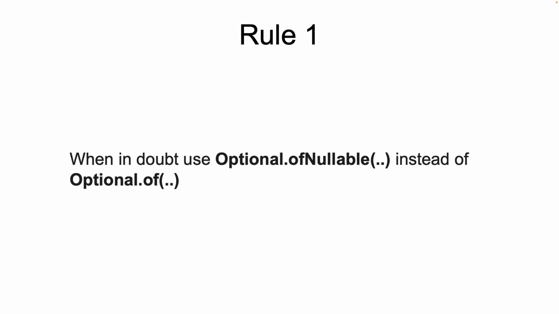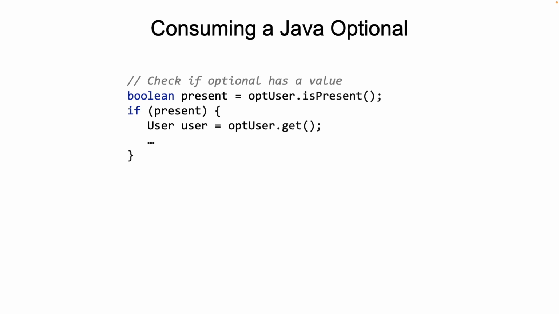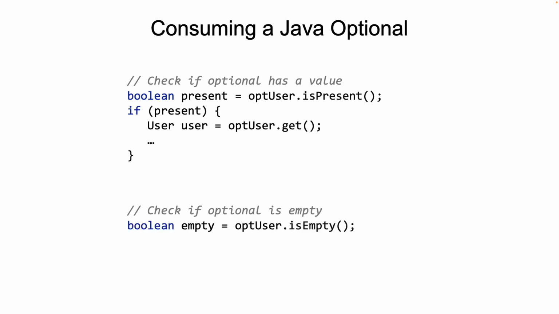Now let's take a look at some of the ways to consume the optional object. When the caller calls the API and gets an optional object, how does the caller handle this optional? If you want to check if a value is present in the optional, then use the method isPresent. That's what you see on the screen, the isPresent being used. If you want to check if the optional is empty, use the method isEmpty. Simple. So those two methods are actually sufficient to make use of the optionals. Of course, there are better ways, but these two are sufficient.